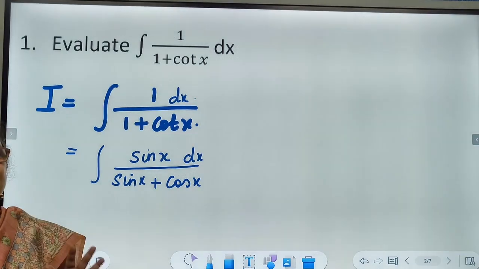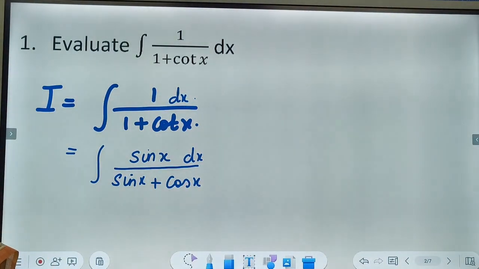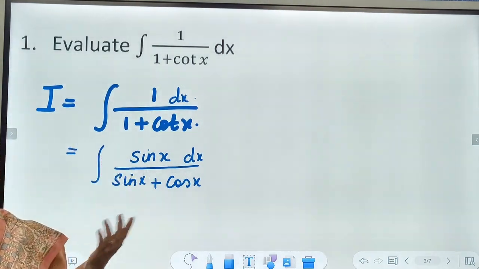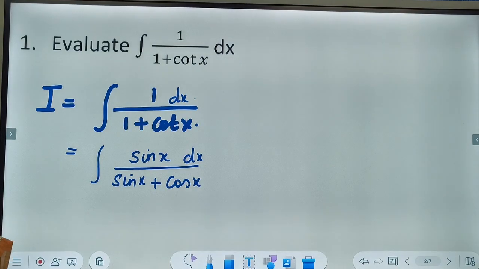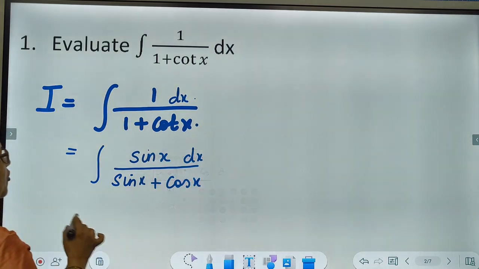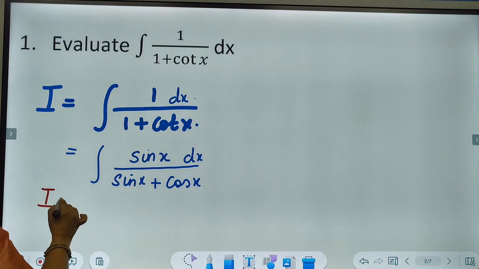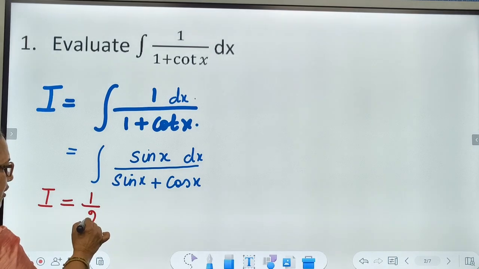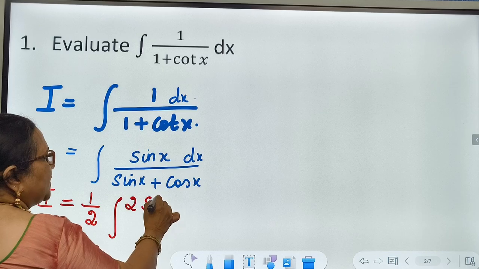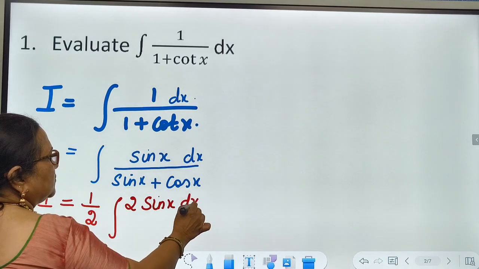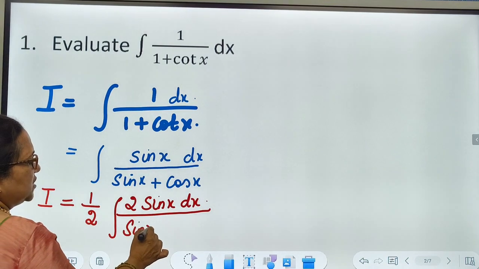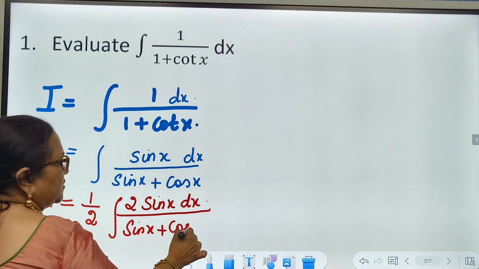See, the main technique that we use in integration is somehow or other we should be able to get the derivative of the denominator in the numerator. So for that I am going to use a particular technique. What I am going to do is multiply and divide by 2. So this becomes 1 by 2 into 2 sin x dx by sin x plus cos x.